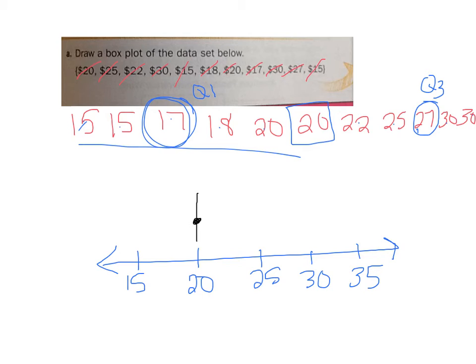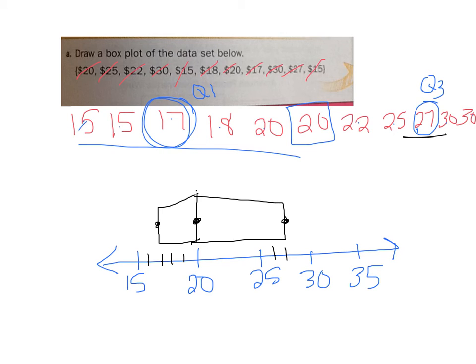Your outer box goes to your numbers. So your Q1 is where your first box is going to go. So notice it goes till 17. And this is my Q1, my quartile 1. My Q3 is all the way in 27. So my box is going to go all the way to 27. And that's how I create my first box.